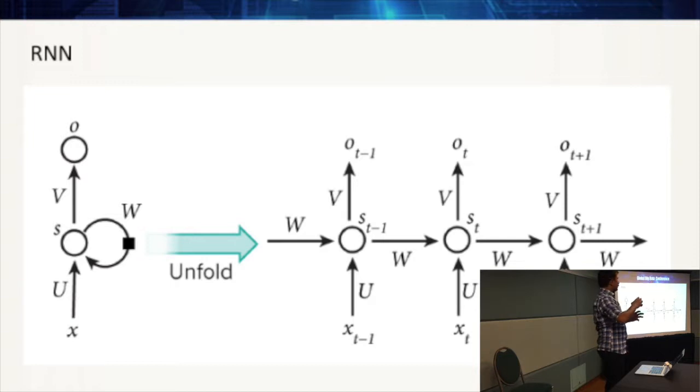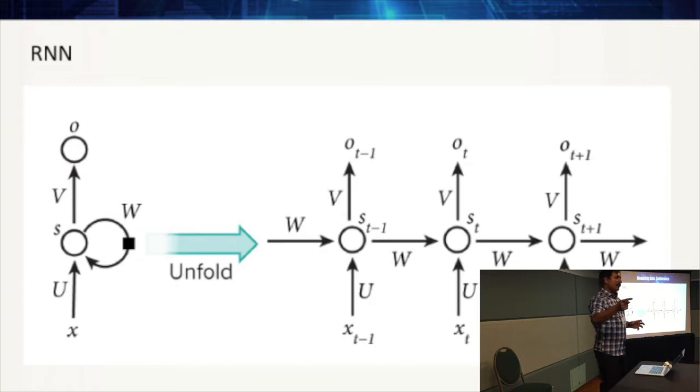So if you're using this for translation, and you're given a sentence, let's say from English to French, after the third word or the fourth word, it still knows, let's say, John went to the movies today. So it still knows that the first word was John, and hence that the gender is male.